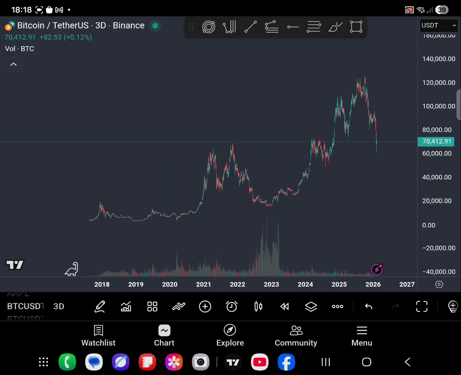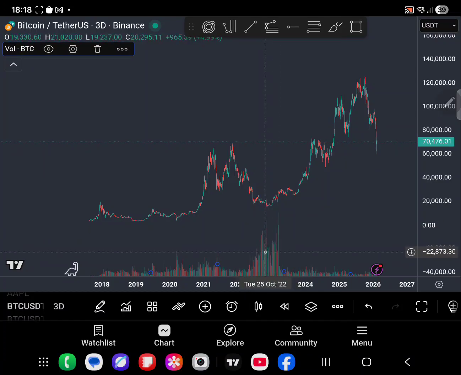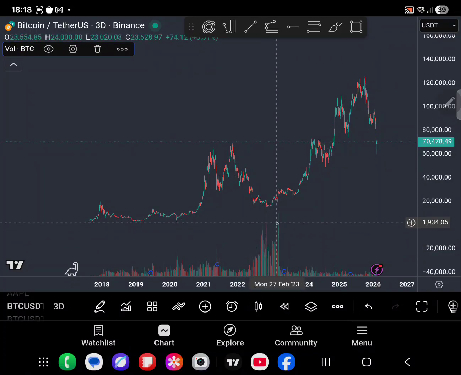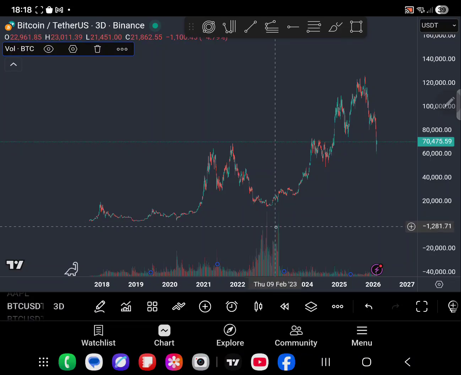Anyways, I've started a new chart layout on TradingView here, and I'm going to show you something I find very useful. I've got the volume on here, and you can see that the volume was highest back at the beginning of 2023. This is actually about the time I bought into Bitcoin again.